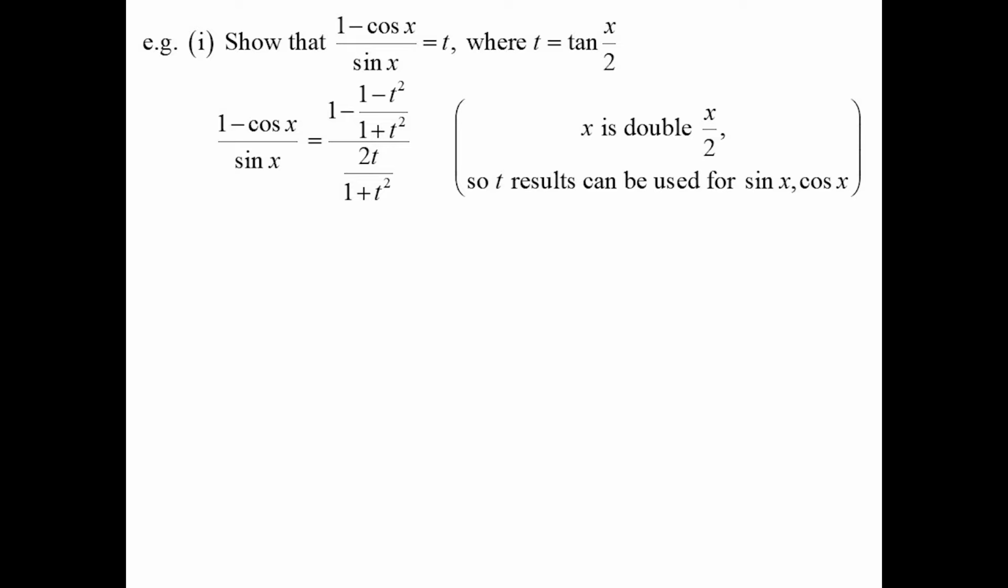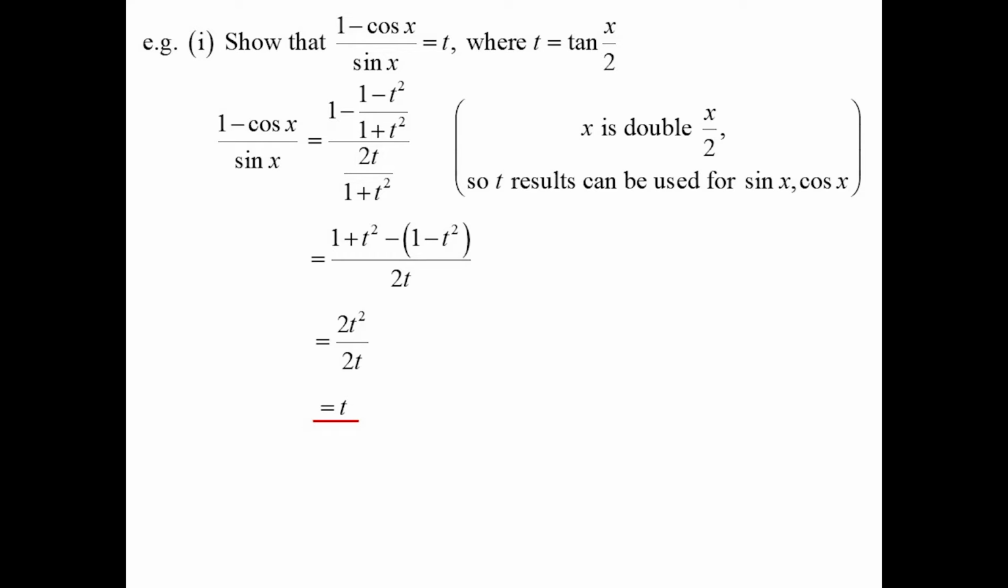Now, fraction on fraction, we don't like that. Fortunately, the denominator is the same in both fractions, so if I multiply everything by 1 plus t squared, we'll get 1 plus t squared minus all of 1 minus t squared, over 2t. Tidy the top up, we get 2t squared, which cancels, and sure enough, we've transformed our trig expression into an algebraic expression of just t.